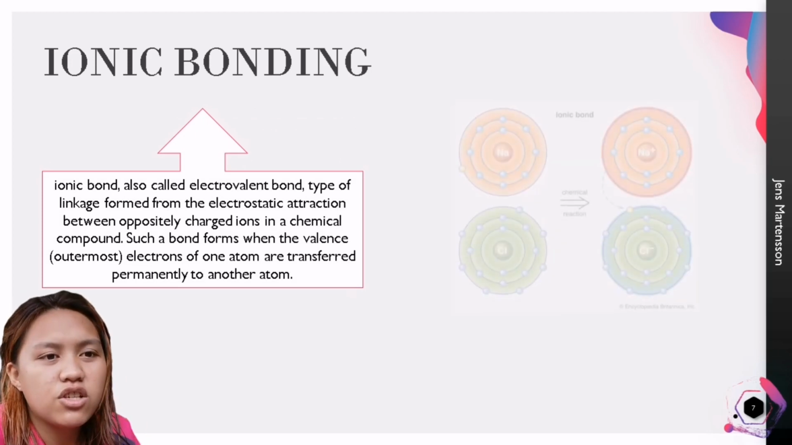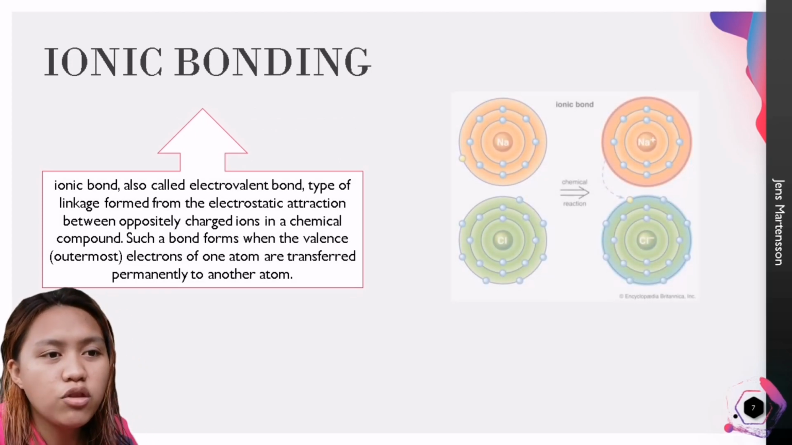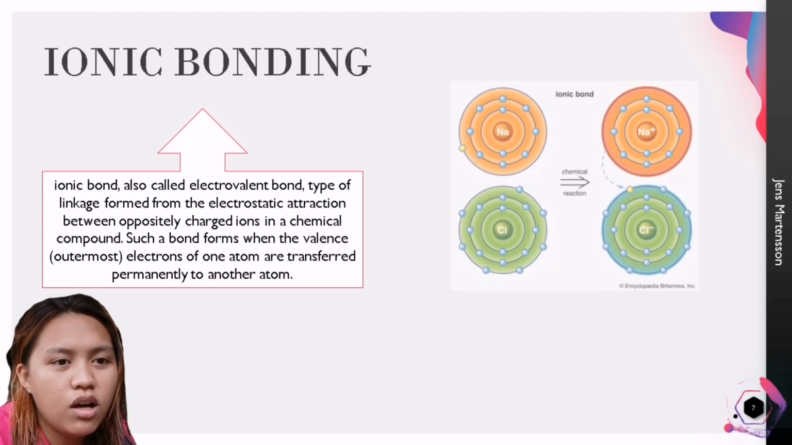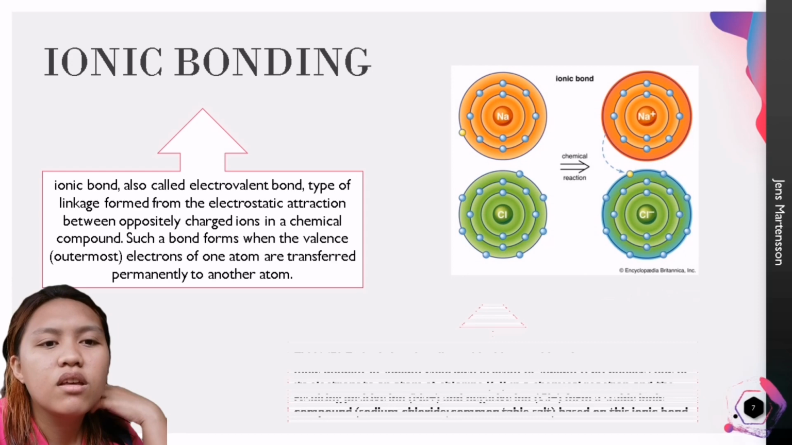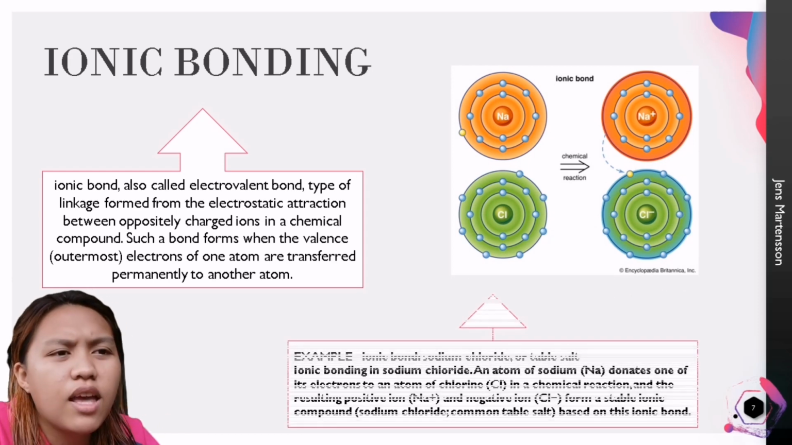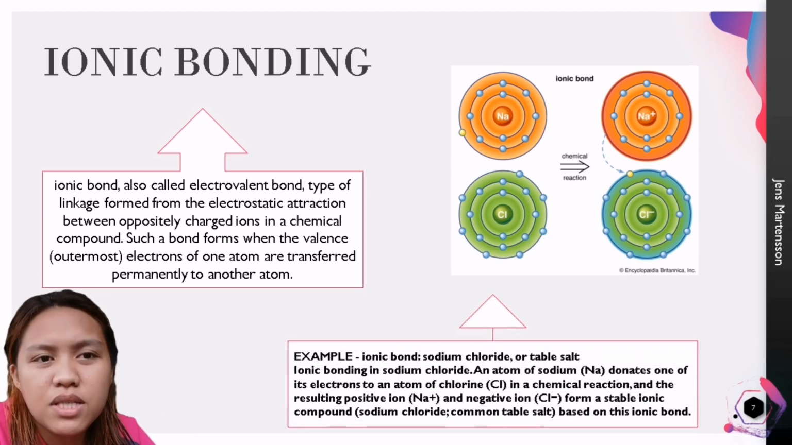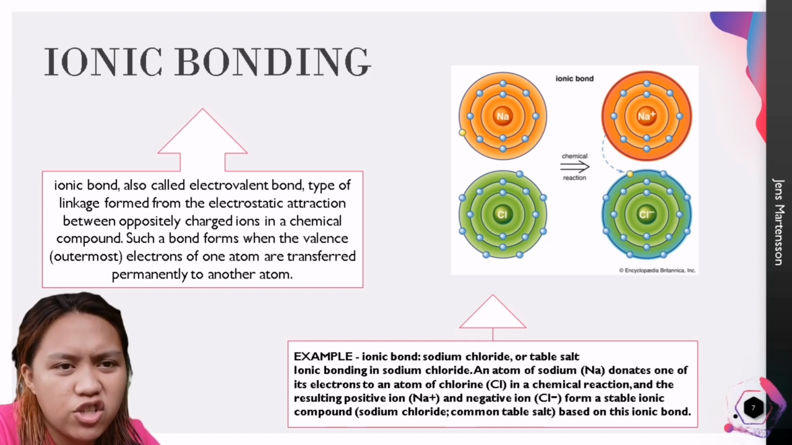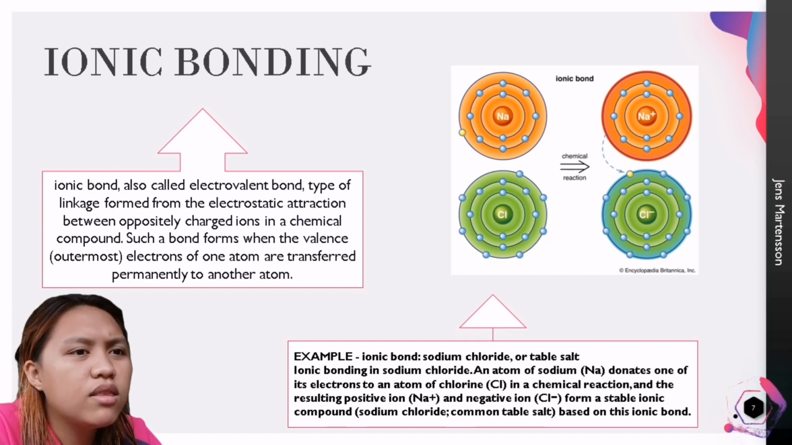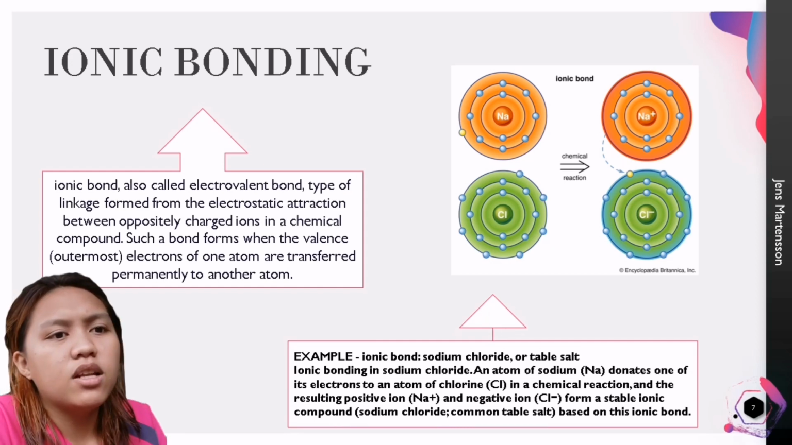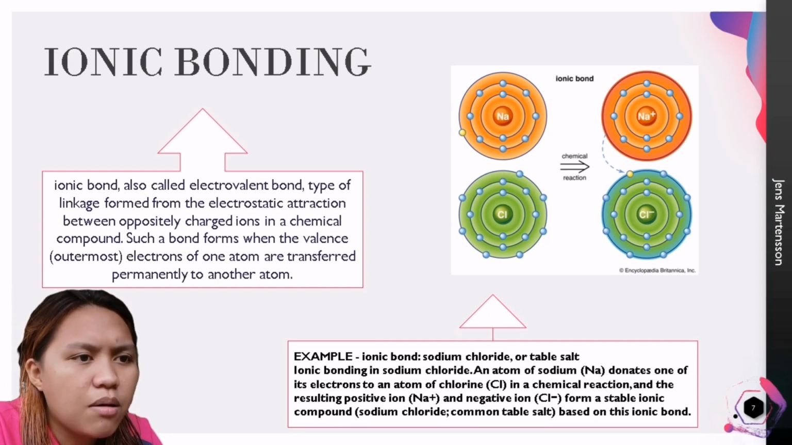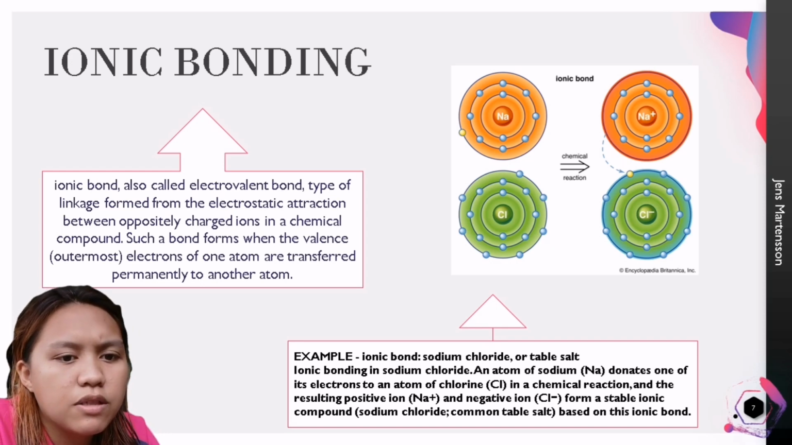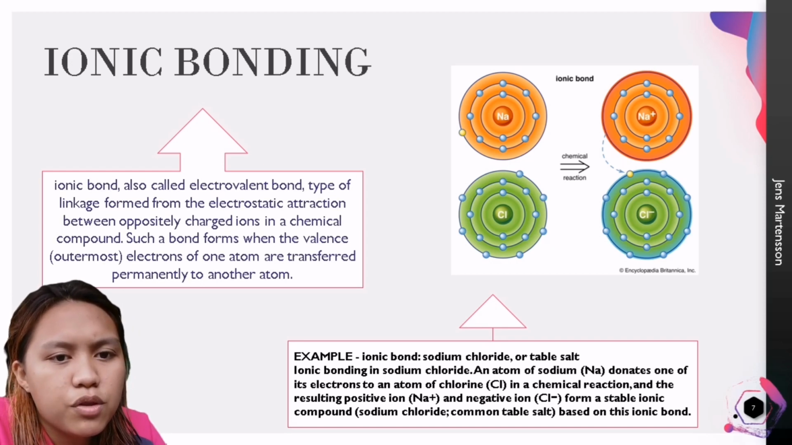Such a bond forms when the valence or outermost electrons of one atom are transferred permanently to another atom. The atom that loses the electrons becomes a positively charged ion, or cation, while the one that gains them becomes a negatively charged ion called anion. An example of an ionic bond is sodium chloride, or table salt.